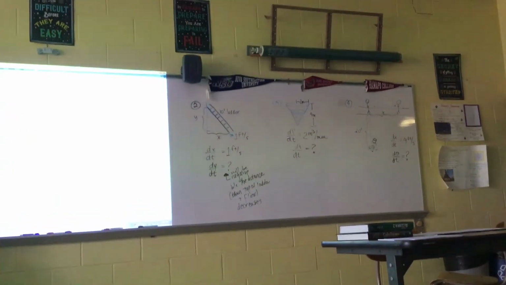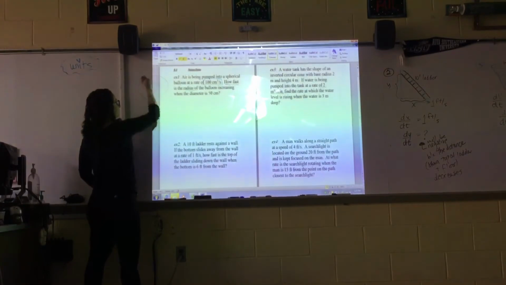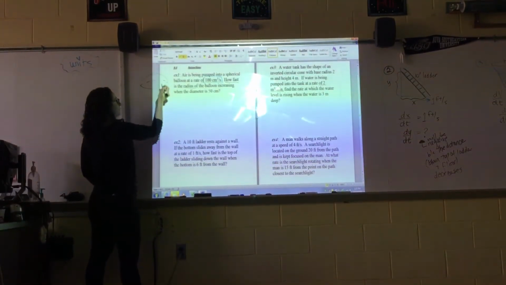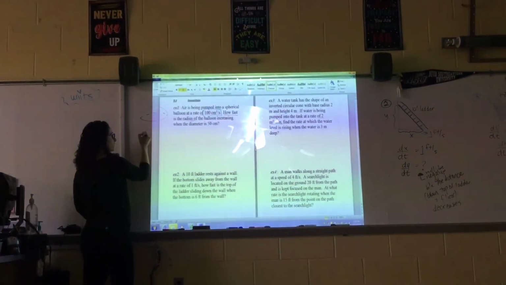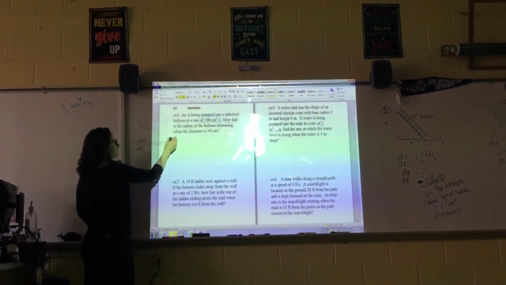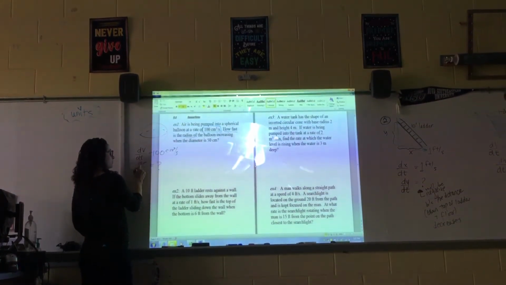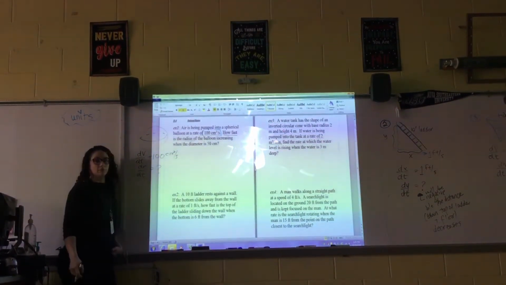I'm just going to go back and make some room here and rewrite what we had labeled. I've got my spherical balloon. We said that dV dt is 100 cubic centimeters per second, and our unknown was dr dt.